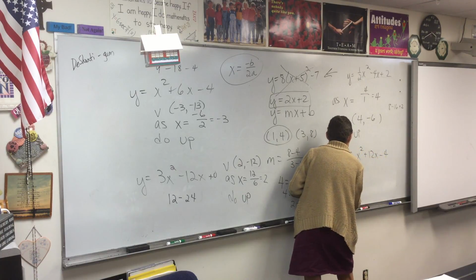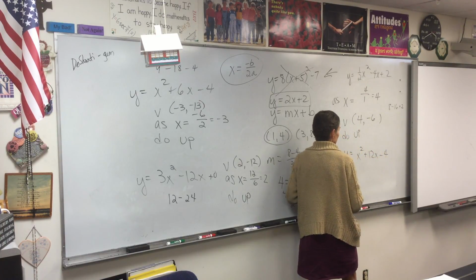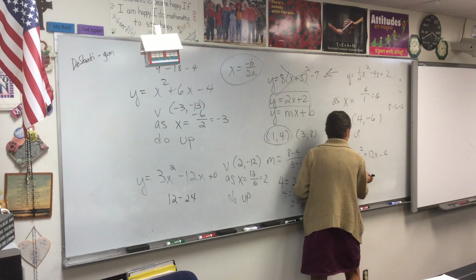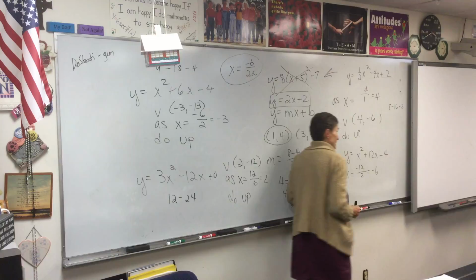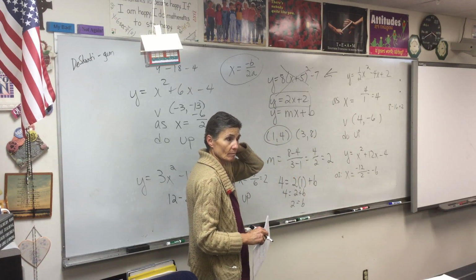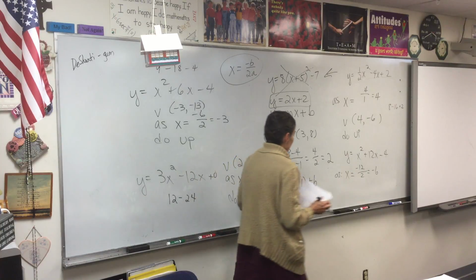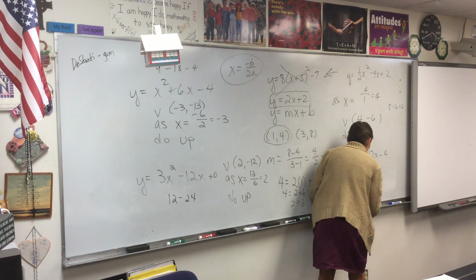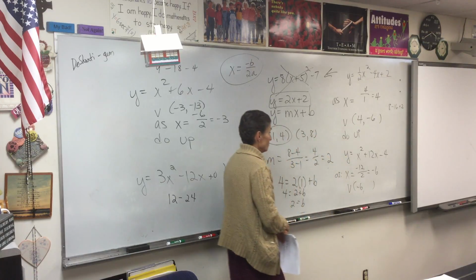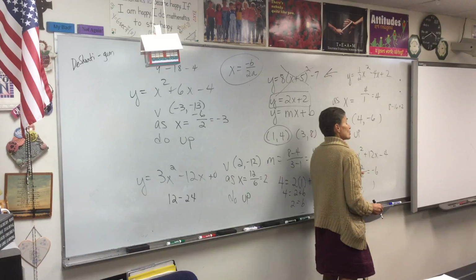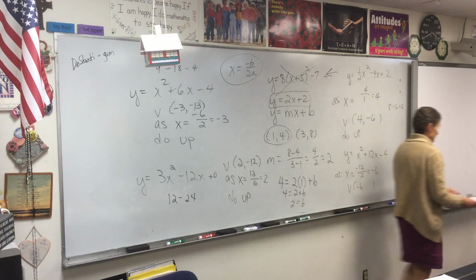Axis of symmetry. X equals negative B over 2A. X equals negative 6, right? Vertex then is negative 6 comma negative 6 squared.